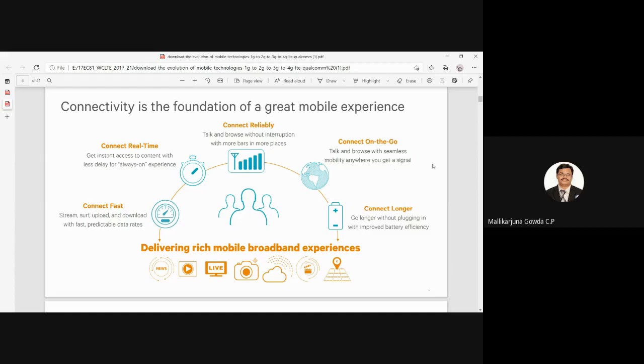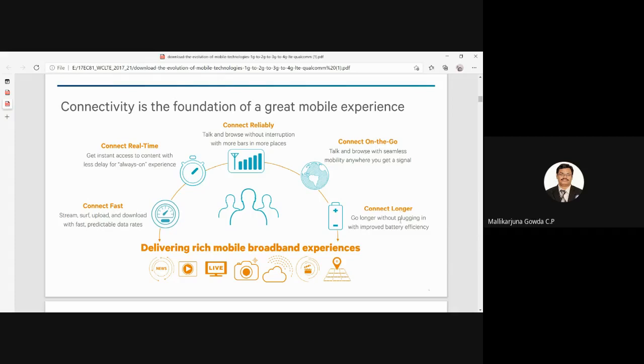Okay. So connect on the go. That is, you will be able to talk and browse with seamless mobility anywhere you get a signal. It is not that when you move across one corner of the building, you will get a signal, and at another corner of the building, you will not get a signal. If that is the case, you are not happy, right? So wherever you go, you should be able to talk and you should be able to browse without any discontinuity. That is what we say is connect on the go.